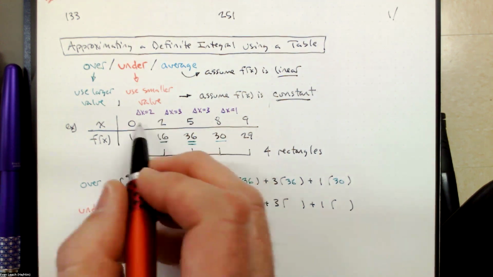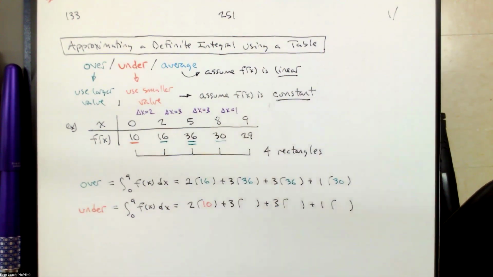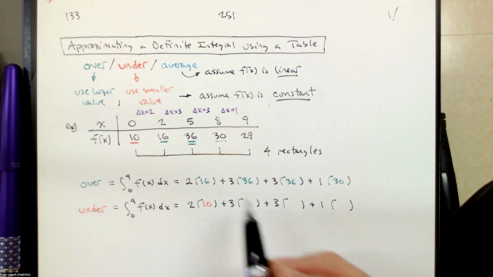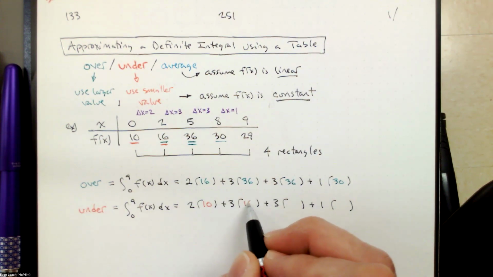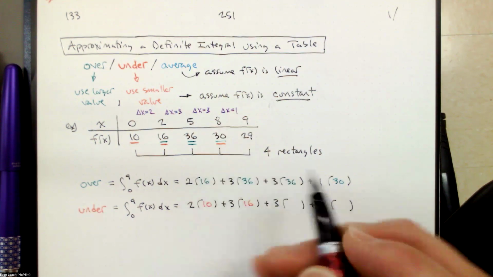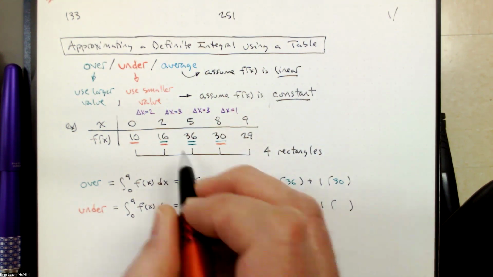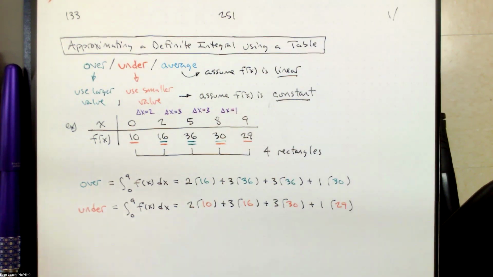So for this first rectangle, 10 is going to be the height. For the second rectangle, it's 16 and 36, so we'll pick 16 for the height. For the third rectangle, I've got 36 and 30, so I'll pick 30 for the height. And for the fourth rectangle, I'll pick 29 for the height.